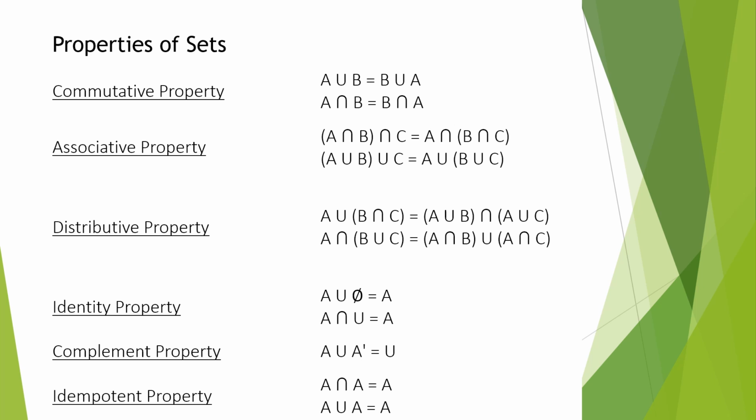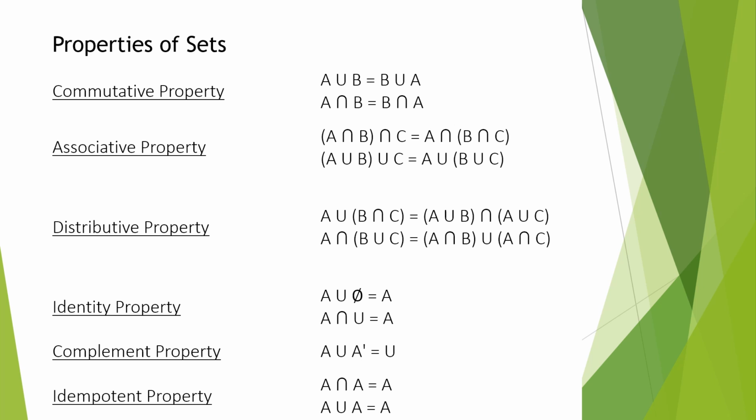First is the commutative property. It means A union B is always equal to B union A. In the same way, A intersection B is B intersection A. Associative property: when you take three sets together and interchange the position of the brackets, the sets will remain the same. Distributive property: A union (B intersection C) is (A union B) intersection (A union C).